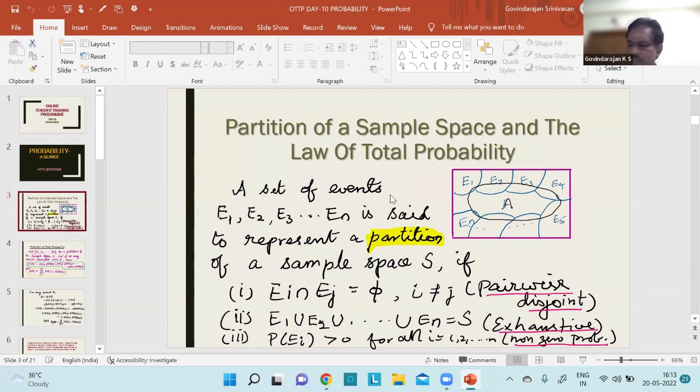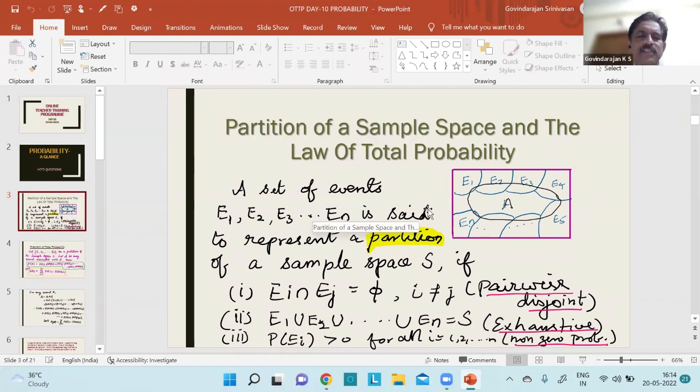First of all, before going to the Bayes theorem, what is called the partition of a sample space? This concept, I think we ought to explain to the children. Then only can they understand where and how to apply the Bayes theorem. So the partition of a sample space concept is very important, and then the law of total probability, the total probability theorem, comes under the Bayes theorem.